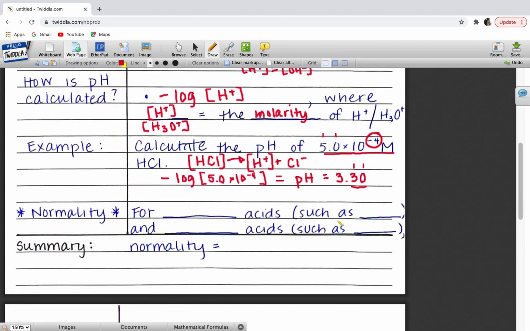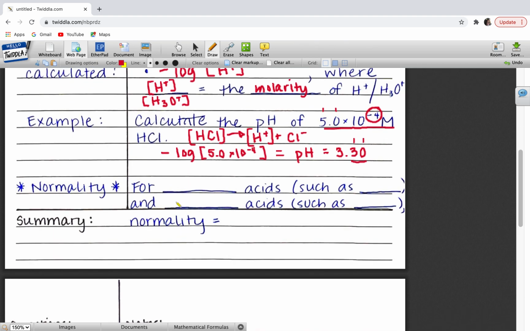Now, eventually we're going to be relating acids and bases to each other, and a concept that's going to be really important to that is something called normality. So for diprotic acids, such as H2SO4, that have 2 hydrogen ions, aka 2 protons, right? Because that's basically what a hydrogen ion is. So because this acid has 2 hydrogen ions that could dissociate, it's known as diprotic. There are even triprotic acids, like phosphoric acid, H3PO4.